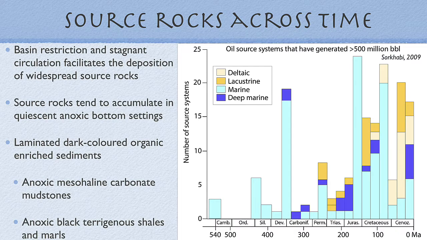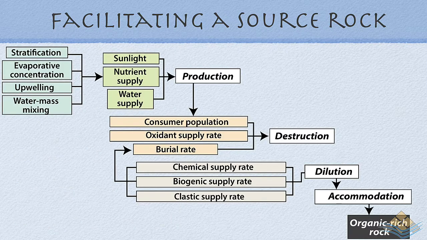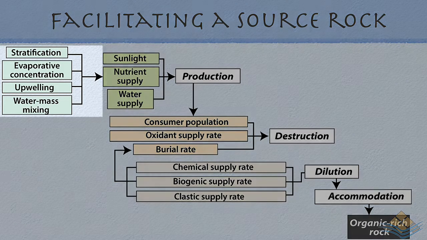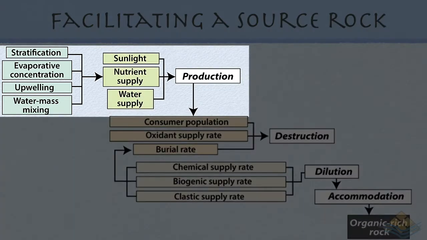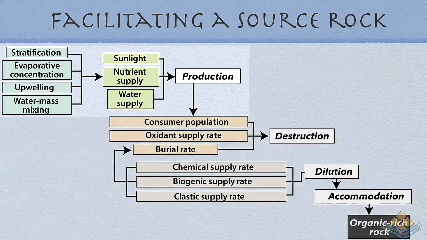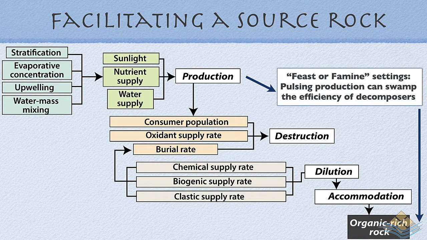However, the mesohaline anoxic bottom setting does dominate much of the source rock systems in the Middle East and other evaporite associated systems. There are a number of reasons for this. Evaporitic settings tend to be prone to stratification and mass water mixing, and periods of flooding and freshening where, in a combination of ongoing sunlight, enhanced nutrient supply, and influxes of freshening into the system, we see feast or famine associations in the depositional setting. And it's that pulsing production which will tend to swamp the efficiency of the decomposers that would otherwise consume the organic material.